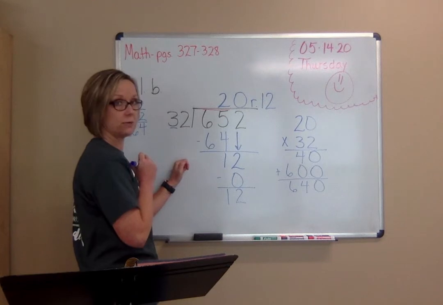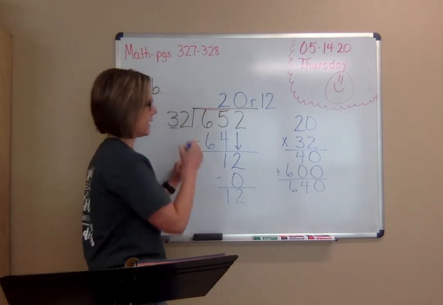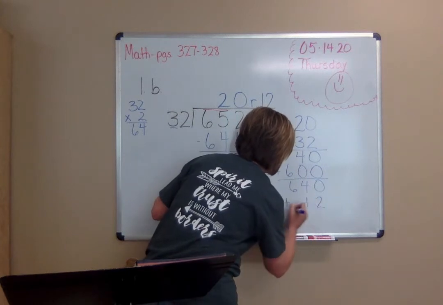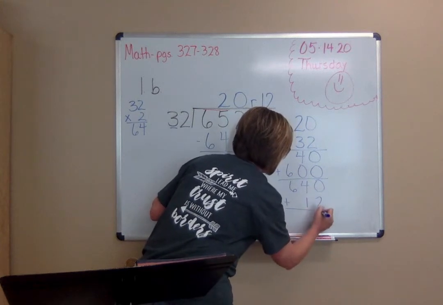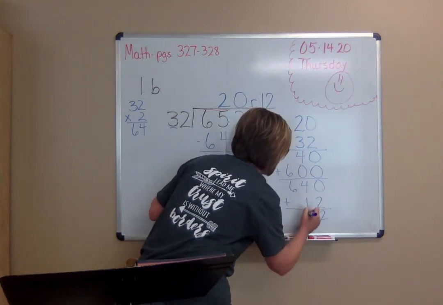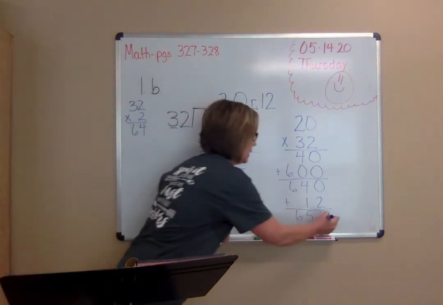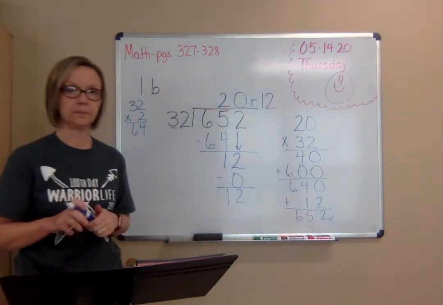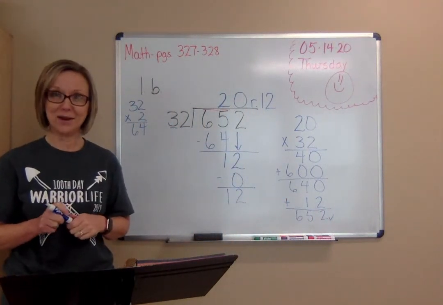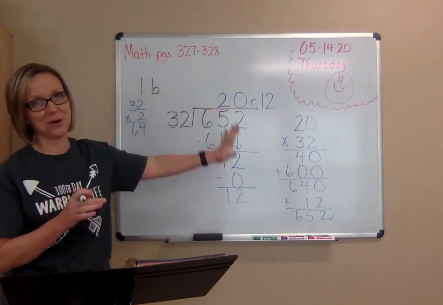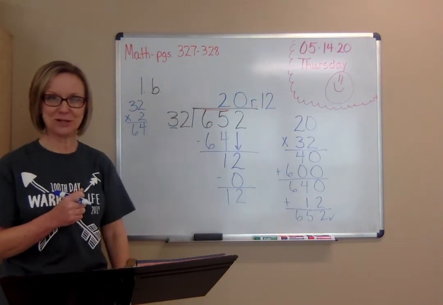So we have 640. And then we add our remainder of 12. 0 plus 2 equals 2. 4 plus 1 equals 5. 6 plus 0 equals 6. 652. And it checks. A lot of math there. Congratulations. You have arrived at doing all this math now. Great job.